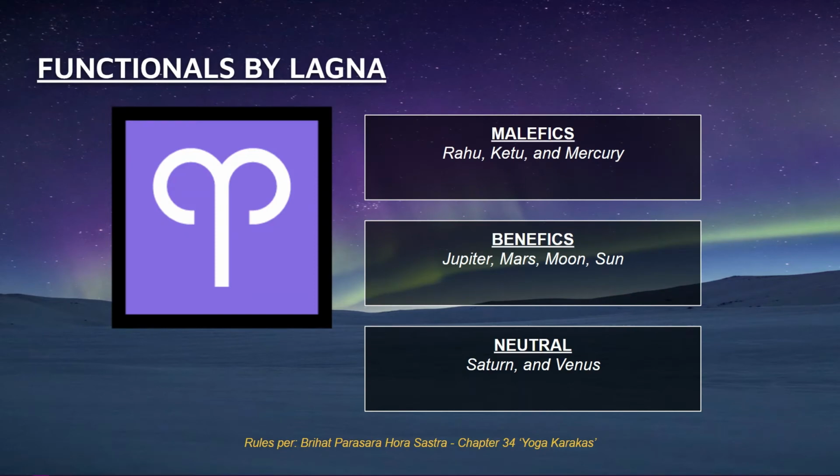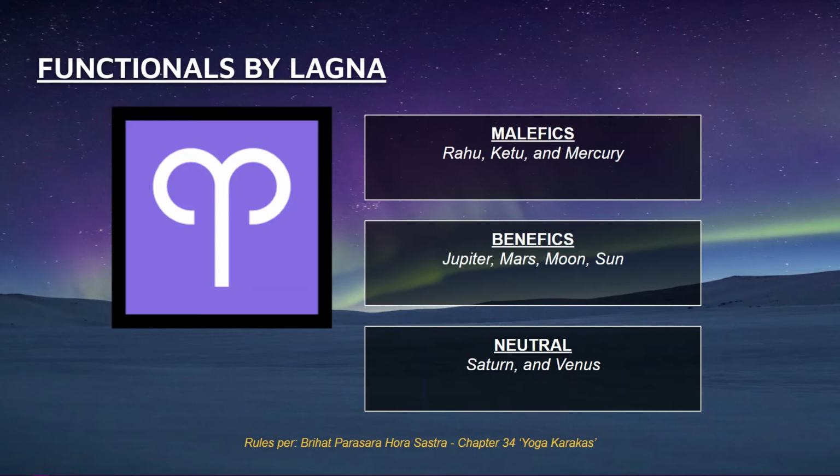Okay, so let's just go through the functional Malefics and Benefics by lagna. Starting with Aries, Malefics include Rahu, Ketu, and Mercury. Benefics include Jupiter, Mars, Moon, and Sun. And neutrals for Aries are Saturn and Venus.